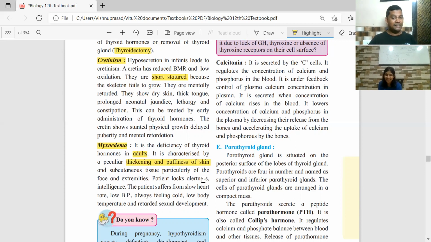The patient will lack alertness, will be dull. Intelligence will be less. Slow heart rate than normal. Low blood pressure. Always feeling cold. Low body temperature. And even the sexual development is very retarded. That is the characteristic of myxedema. Is that clear?